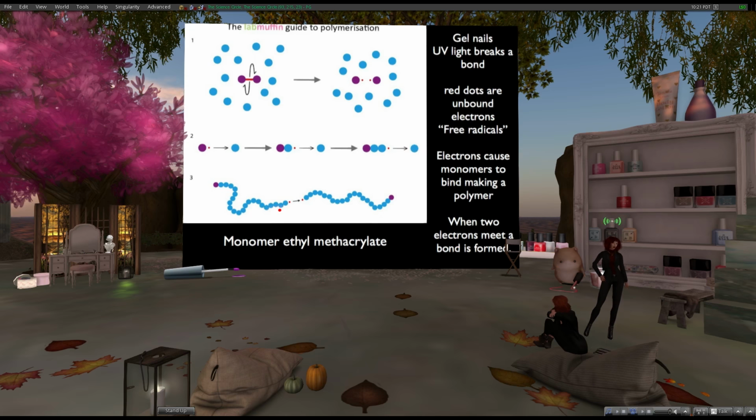And this goes on until perhaps it meets another long chain polymer. And look at this, you have two electrons looking for a partner. Electrons like the paired relationship. And so they pair up, and then I have a long chain polymer. In a modern nail polish, the monomer might be ethyl methacrylate. In earlier gel and acrylic type polishes, it would be methyl methacrylate. But methyl methacrylate has been taken out more recently and replaced with ethyl methacrylate, which is slightly safer to use.